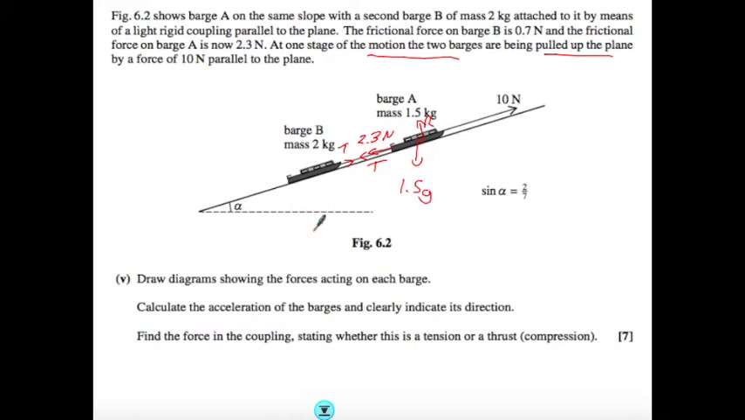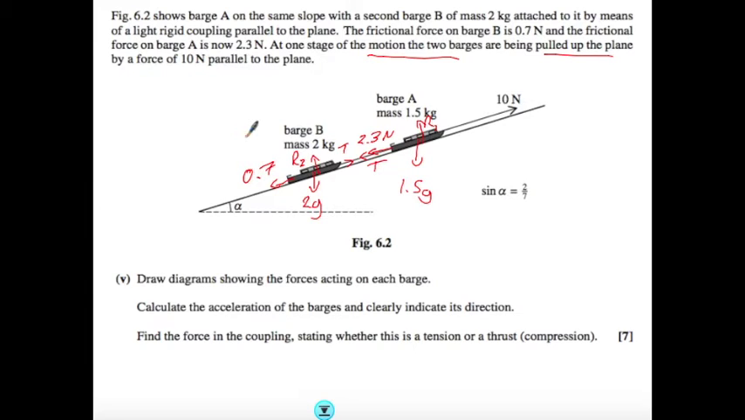So on B, pretty similar, we've got 2g going downwards. We've got another reaction force. We should probably call this R1 and R2 because they won't be the same. We have frictional force once again acting down the slope, and for barge B it's 0.7. So they're trying to help you out here by making you draw a diagram. Right.